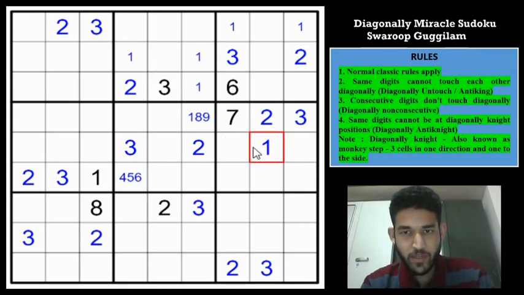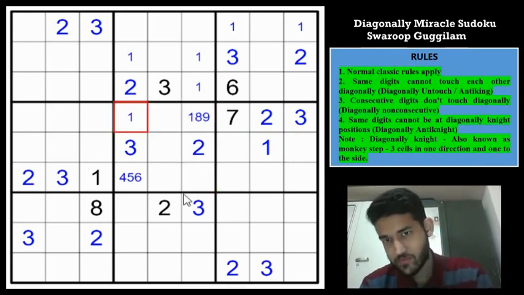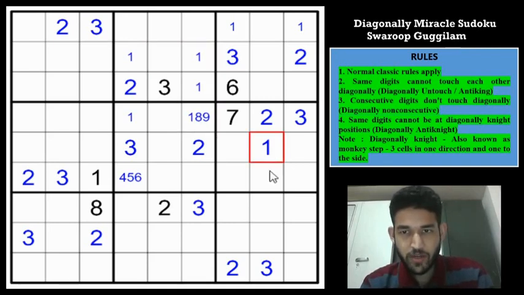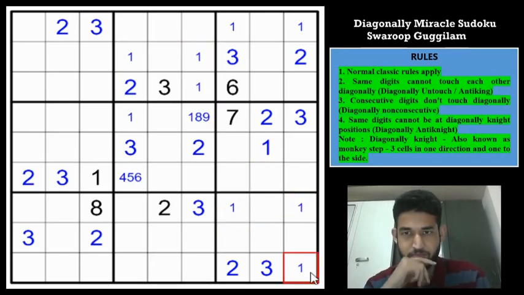Let us look at this one. You can't have the 1 in these 3 cells because these 2 are a monkey step away. So 1 is either here or here or here. But this is diagonally consecutive to the 1, so 1 can be eliminated from here. So 1 is in one of these 2 cells. Can we use this common logic to eliminate the 1 from here? No. So let us look at this one. So 1 is eliminated from these 3 cells. 1 is either here, here or here. So none is a monkey step away from any of the other cells.